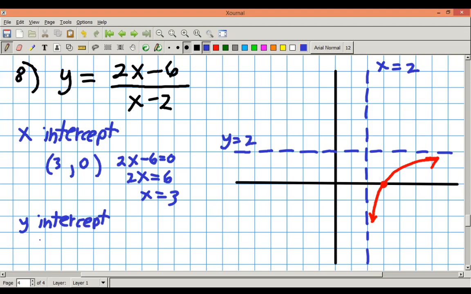Okay, so we are asked to find also the y-intercept. Remember, the y-intercept of the graph is where it crosses the y-axis. That's where x is 0. So plug 0 in for x in your equation, 2 times 0 minus 6 over 0 minus 2. That's going to give you -6 over -2, which is +3. So (0, 3) is going to be a point on your graph.